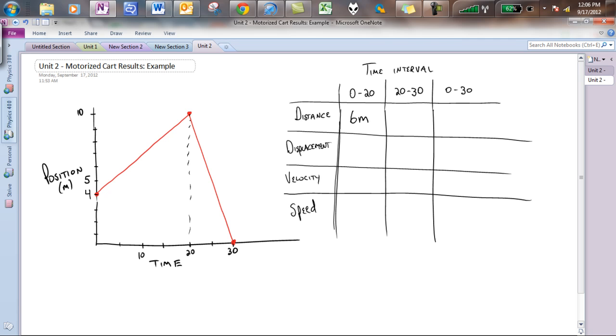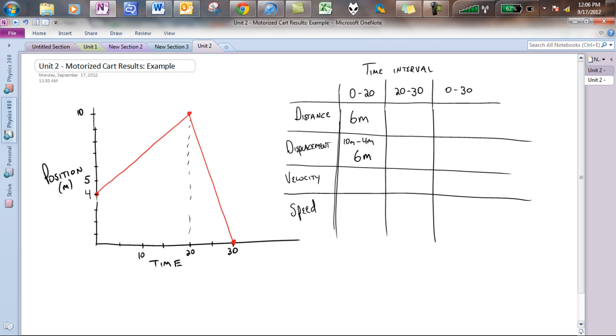Displacement, you're going to notice, is very similar. Displacement is, again, the final position minus the initial position. So in this case, I'm going to take my final position, which is 10 meters, and subtract 4 meters. You notice I'm doing the same exact thing that I did for distance, so you're probably wondering, wait a minute, how are these two things different? You're going to see that in just a second.